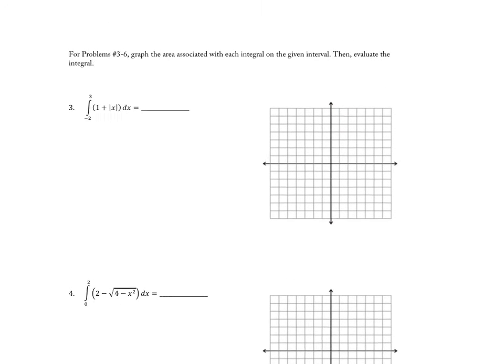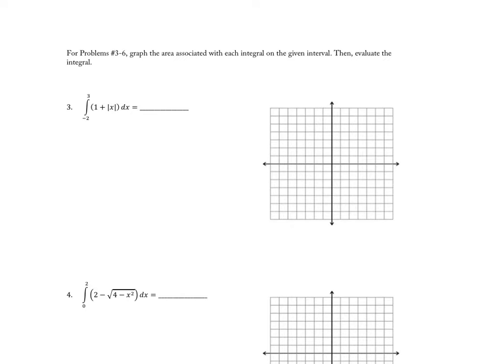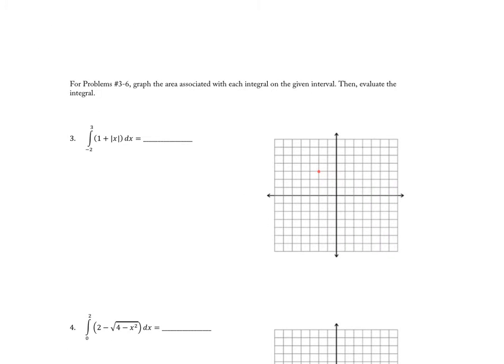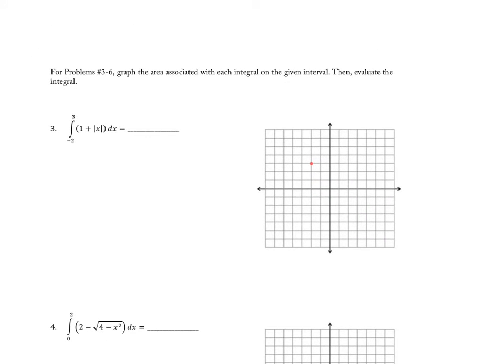Okay, for these next ones, they say graph the area associated with each integral on a given interval. Then evaluate the integral. So first we'll graph this function, 1 plus absolute value of x on the interval from negative 2 to 3. I think the way I'll do it is plug in the endpoints into the function. So if you plug in negative 2, you get 3. And if you plug in 3, you get 4.